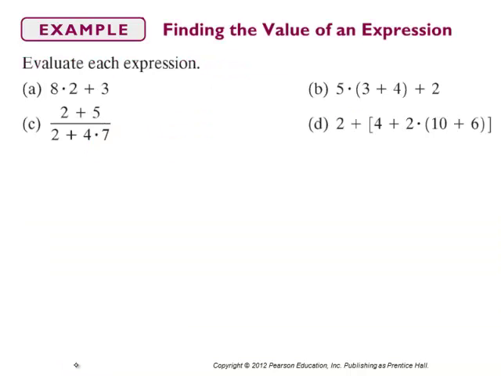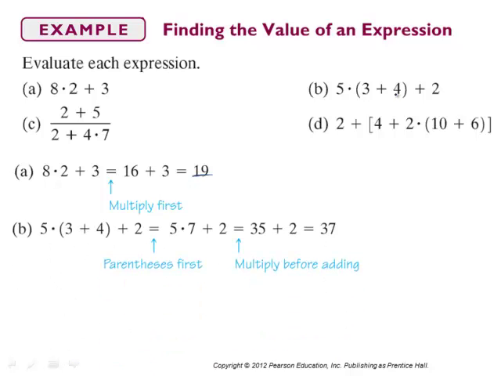All right, so here are some more examples. For part A, we have 8 times 2 plus 3. Of course, you'll do the multiplication 8 times 2 first, and then add 3. You get 19. For part B here, 5 times the quantity 3 plus 4, plus 2. Well, you're going to do the 3 plus 4 first, because you take care of the grouping symbol first. 3 plus 4 is 7. Then multiply, because multiplication comes before addition. 5 times 7 is 35, plus 2 is 37.